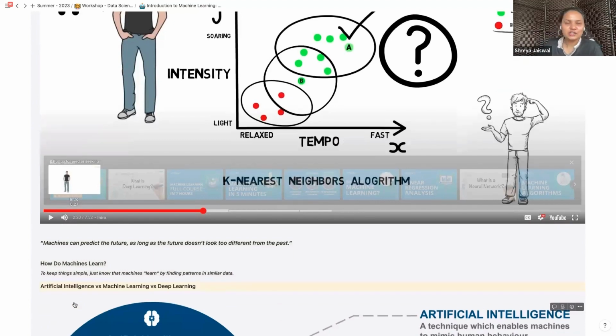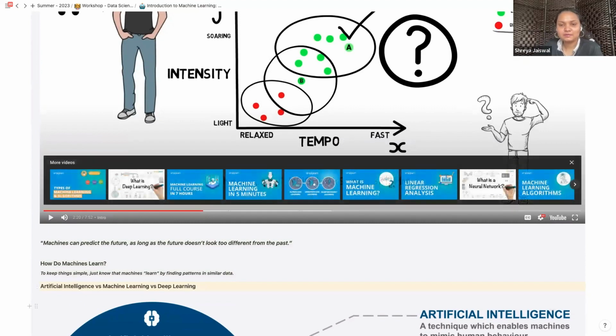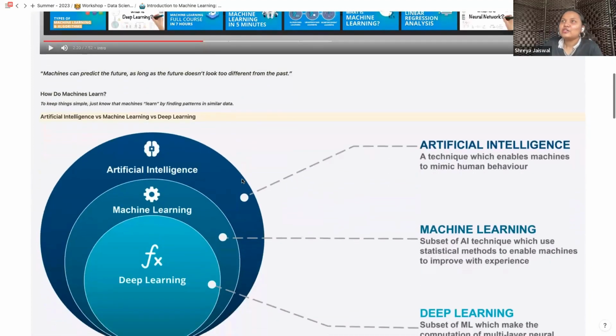So this was just an introduction to machine learning and what exactly it is. Any questions till now, please feel free to ask. Okay, so I'll be moving forward with the next part.